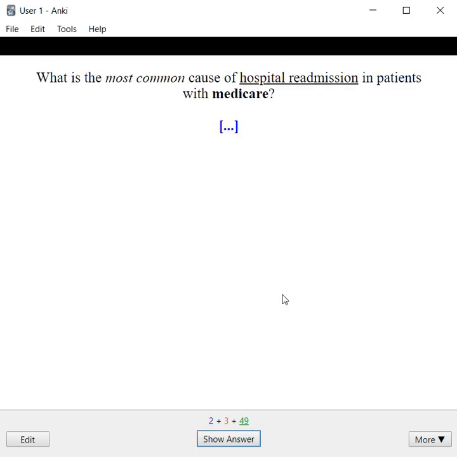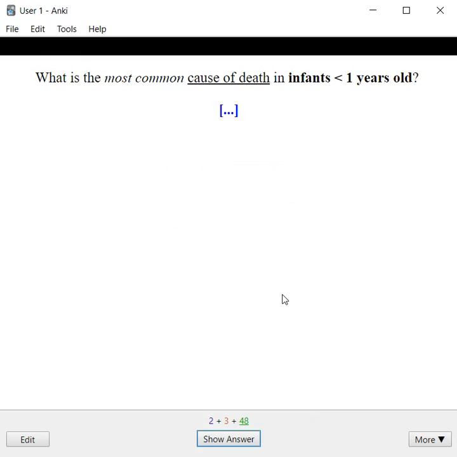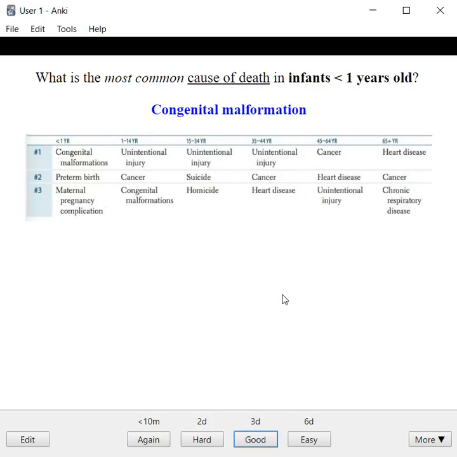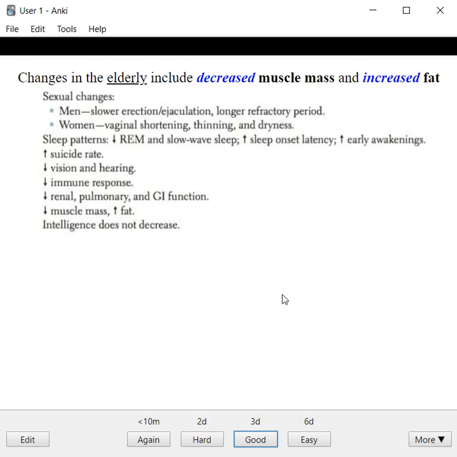What is the most common cause of hospital readmission in patients with Medicare? CHF. What is the most common cause of death in infants less than 1 year old? Congenital malformation. Changes in the elderly include what type of muscle mass and fat? Decreased muscle mass and increased fat.